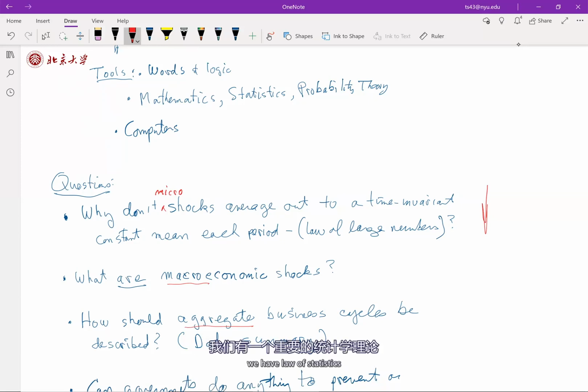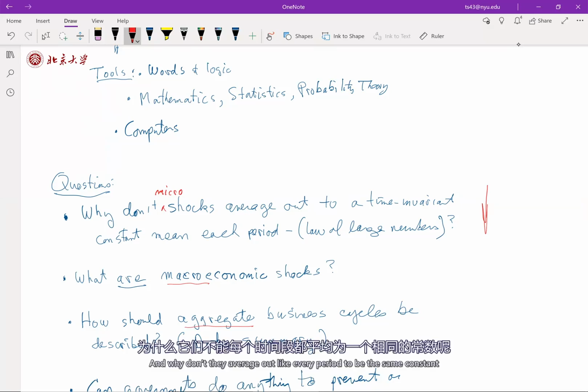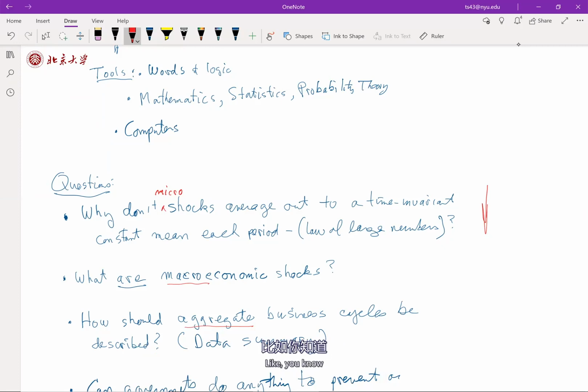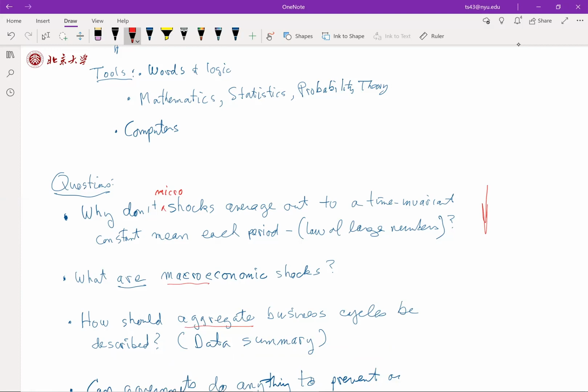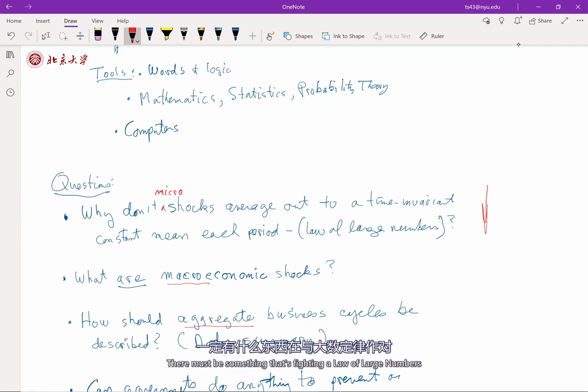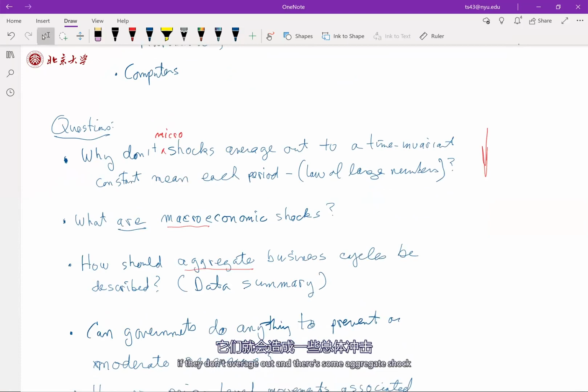Like we have the law of statistics, the law of large numbers. Why don't they just average out to be a constant? And why don't they average out like every period to be the same constant? There are shocks that affect the demand for one commodity relative to another, but why don't they just average out so that there doesn't seem to be some kind of aggregate shock? So there must be something that's fighting the law of large numbers. And this is a question that some very good young people are addressing today.